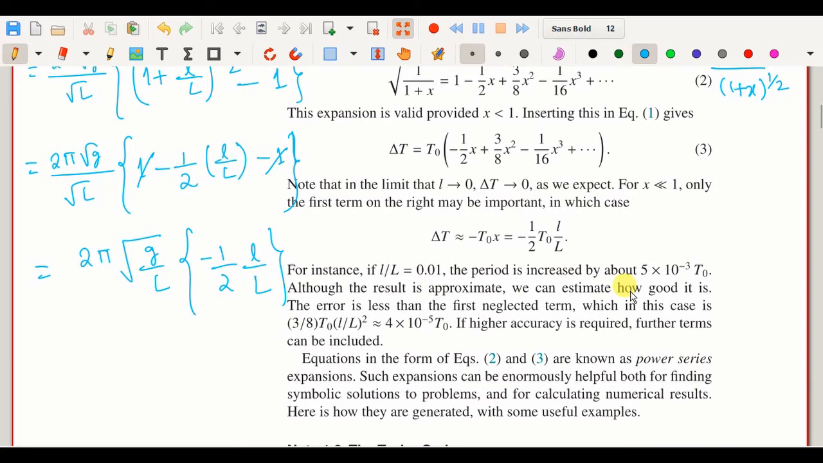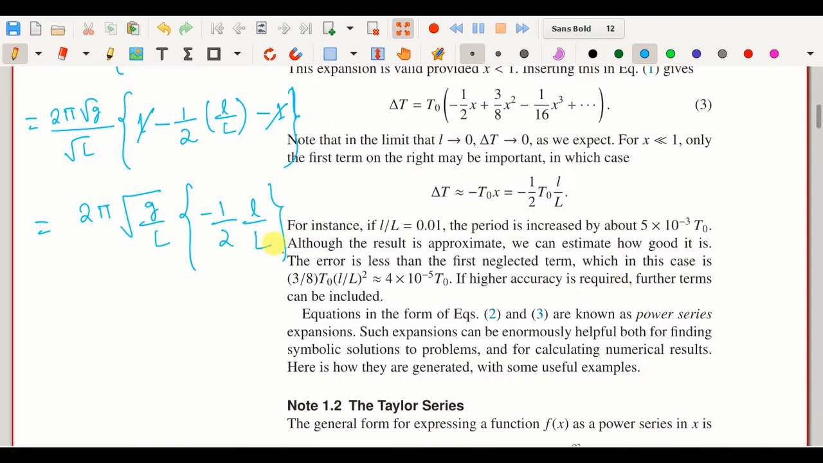So we have this amazing result. It says that the time period changes very slightly, approximated as, you can analyze here, t0, because t0 is the time period, times minus delta L by 2L.